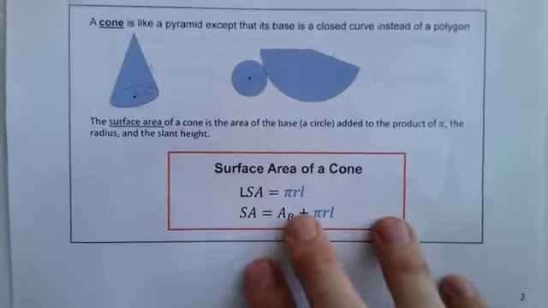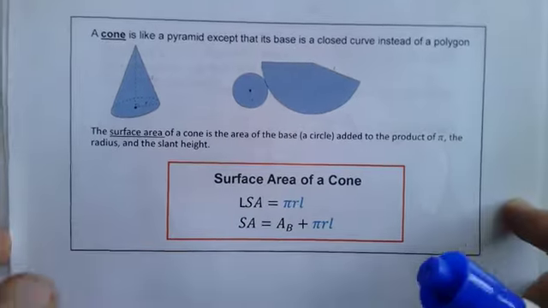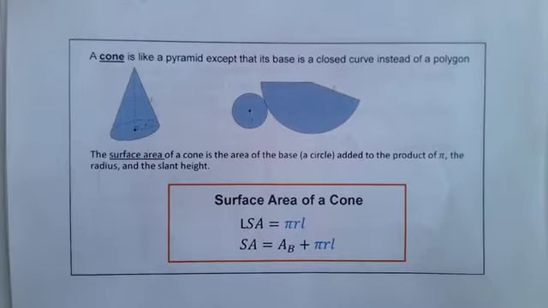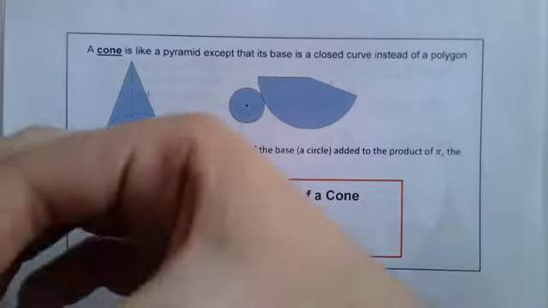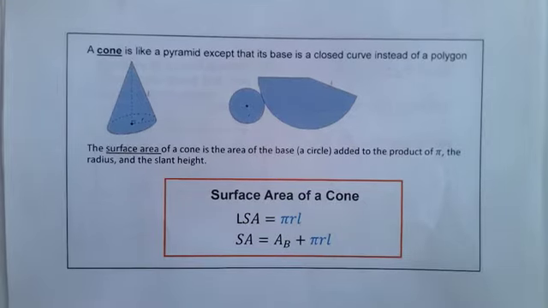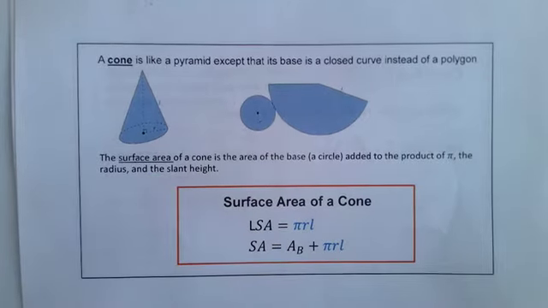Now let's look at cones. Remember we did volume of a cone last time and it actually turned out to be pretty similar? Well, a cone is like a pyramid, except that its base is a closed curve instead of a polygon. The surface area of a cone is the area of the base, right, the circle at the bottom, added to the product of pi, the radius, and the slant height. The reason that is, well, I'm not going to get into the exact reason because it does take a little bit of work to prove that.